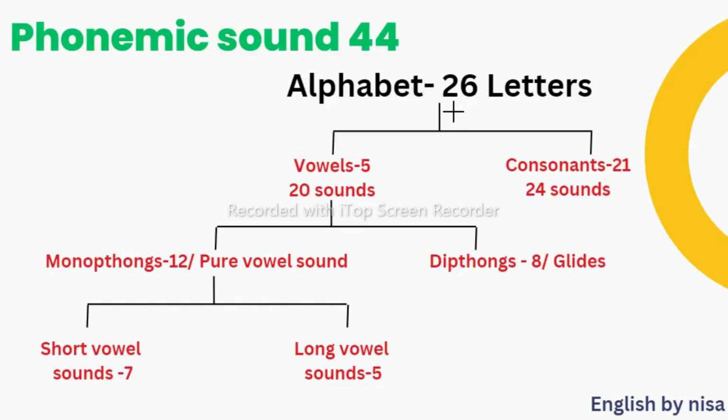As we all know, in the English alphabet we have 26 letters, divided into 5 vowels and 21 consonants. These 5 vowels are divided into 20 sounds, and the 21 consonants are divided into 24 sounds. Now these 5 vowels produce 20 sounds, of which 12 are monophthongs and 8 are diphthongs. The 12 monophthongs are divided into 7 short vowels and 5 long vowels.